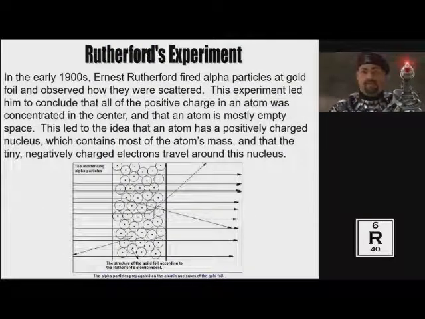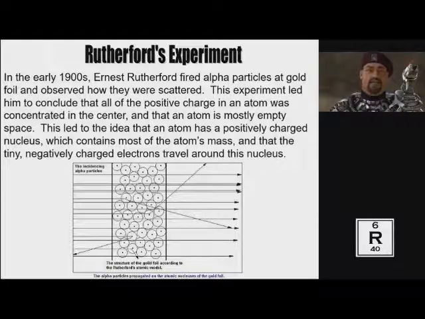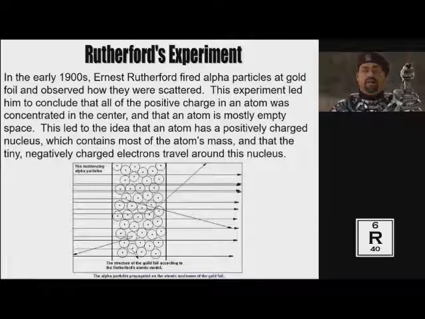The next breakthrough is from Ernest Rutherford. In the early 1900s, he fired alpha particles at gold foil and observed how they scattered. This experiment led him to conclude that all of the positive charge in an atom is concentrated in the center, and that the atom is mostly empty space. This led to the idea that atoms have a positively charged nucleus which contains most of the atom's mass, and thus the teeny negatively charged electrons travel around the nucleus.